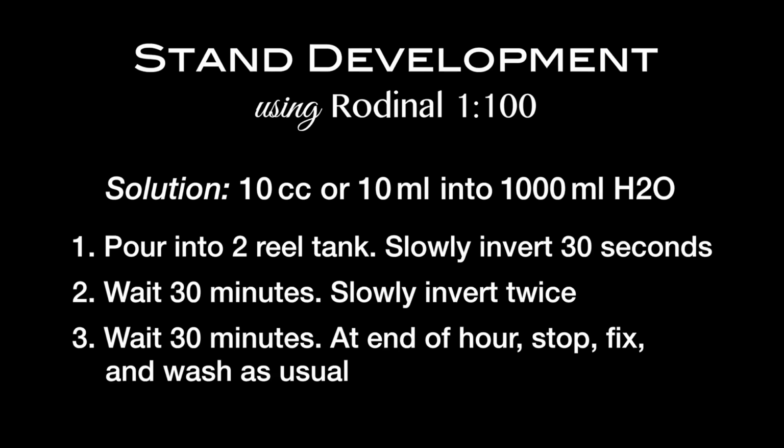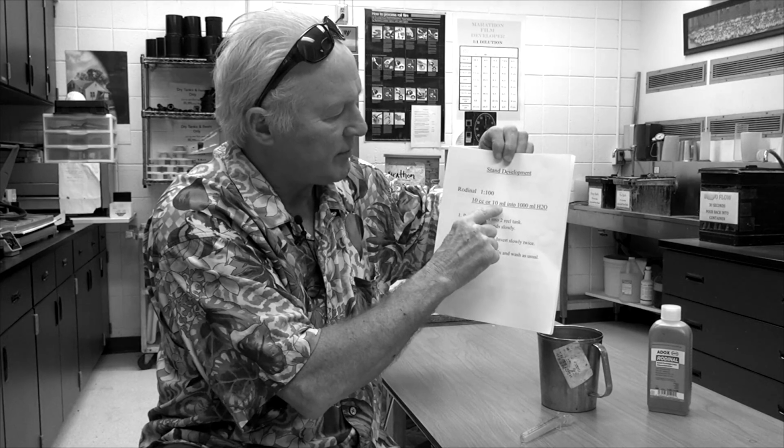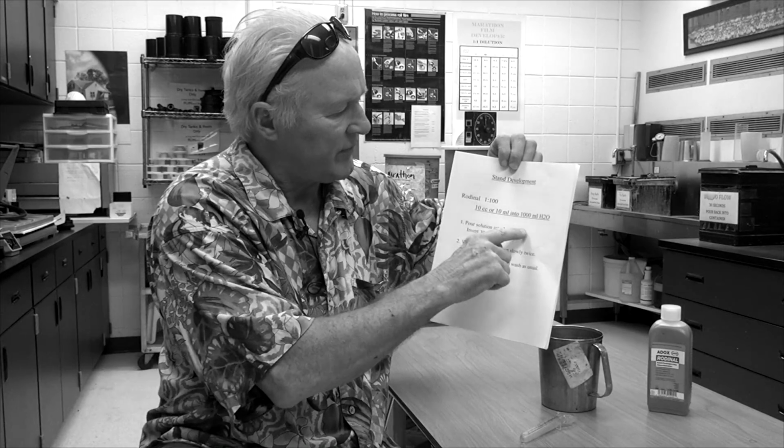So we are actually going to dilute this Rodinal 1 to 100, and so I have a little chart here that I'll show you. Stand development, Rodinal 1 to 100, and it's a small amount, only 10 cc's or 10 milliliters into 1,000 milliliters of H2O. Now 10 cc's or 10 milliliters is less than an ounce, and as Americans we're used to ounces and pounds and gallons. So the equivalent of this would be 10 ounces to 1,000 ounces, which is almost a gallon. In terms of American standards, that'd be too much volume.